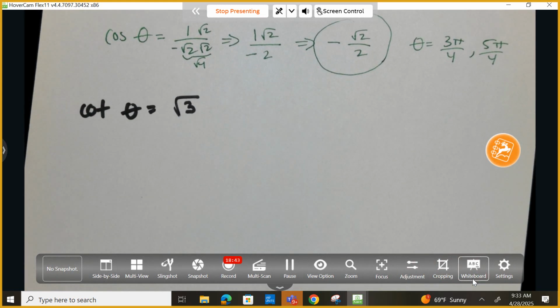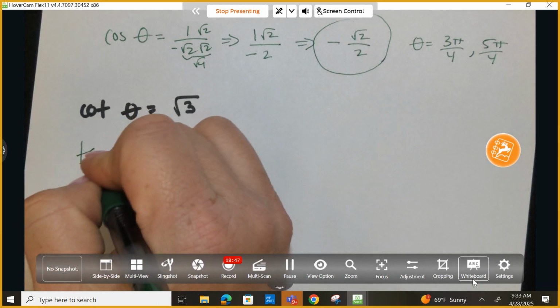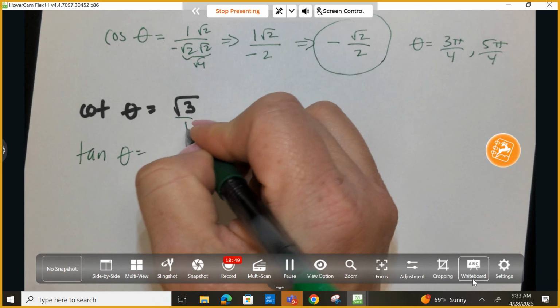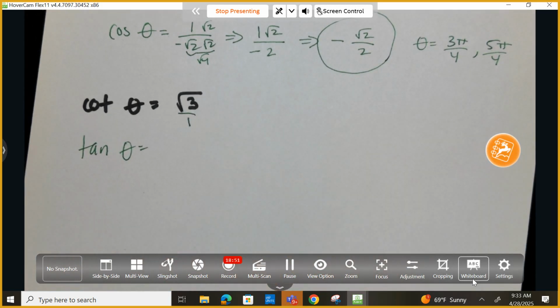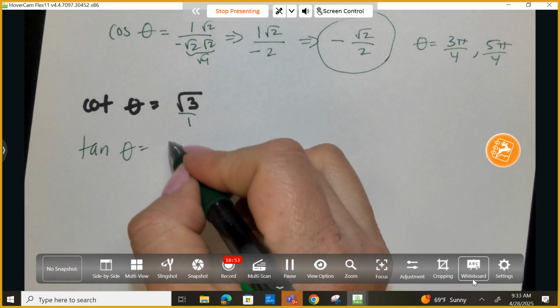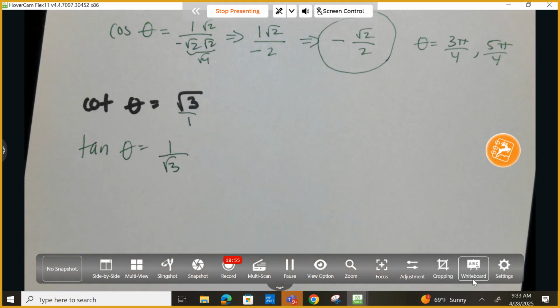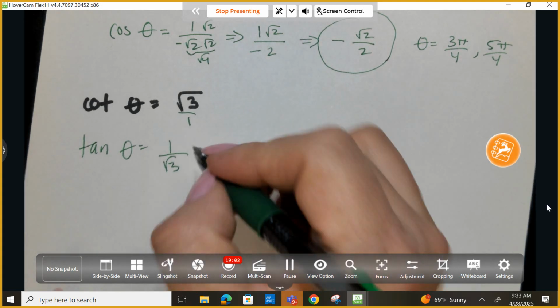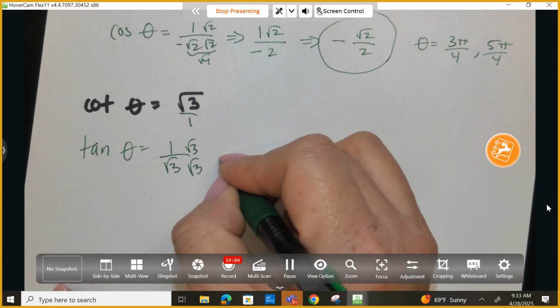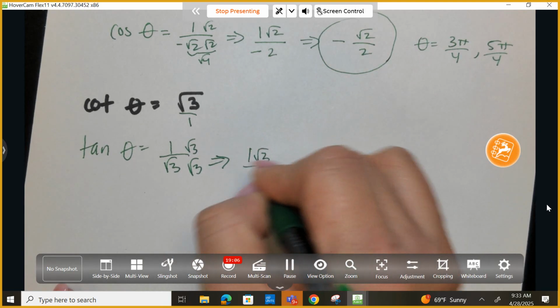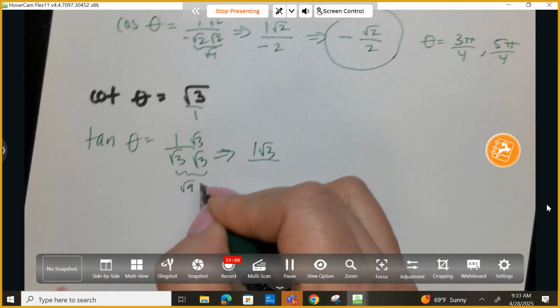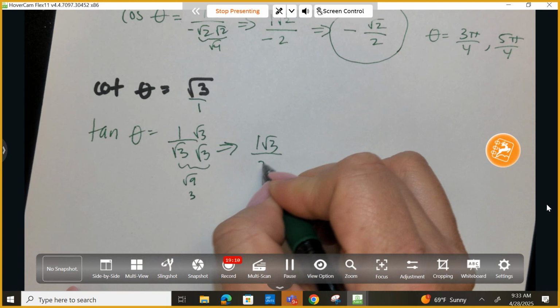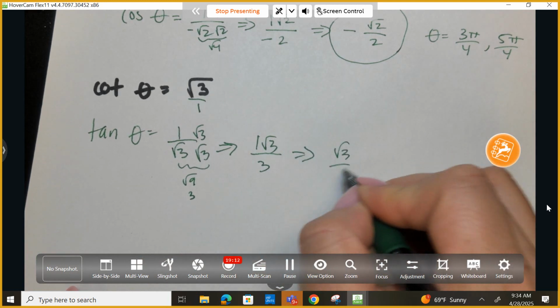Ari, what is cotangent equivalent to? Good, tangent. Eileen, what's another way to write this? Perfect, 1 over square root of 3. Miguel, what's the problem right now with this? Yep, so we're going to go with square root of 3, square root of 3. So I have 1 square root of 3, well, square root of 3 times square root of 3 is square root of 9, and the square root of 9 is simply 3. Okay, so I have square root of 3 over 3.